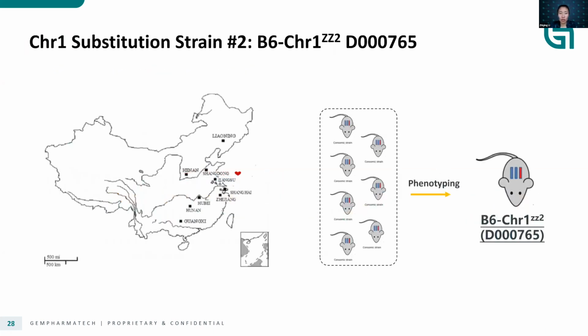So now I'm going to switch gear to the second chromosome 1 consomic strain I'm going to introduce to you today. It is the chromosome 1 ZZ2. Again, ZZ is representing the region where the wild mouse was originally from, and it has a strain number of 765. So as shown you here, geographically it is from a region that is slightly more north in China compared to the YP1 mouse, which is from around the Shanghai area.